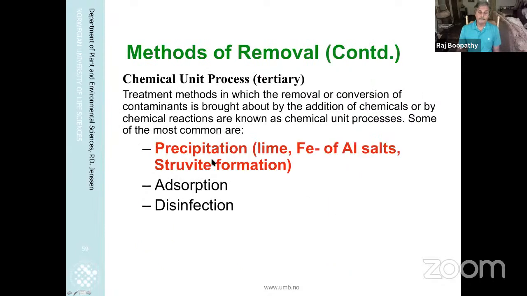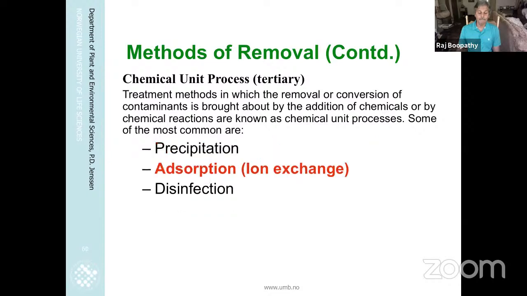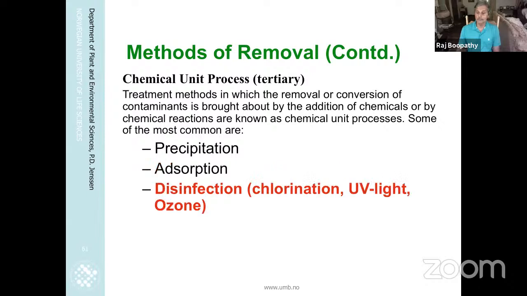And in the chemical process, you can do precipitation, adding lime, iron, and aluminum salt to form struvite. Or you can do adsorption and disinfection. So there are a lot of options for doing tertiary treatment using chemical unit processes. For adsorption, you can use ion exchange, and then disinfection using chlorination, UV light, ozone, a lot of things.